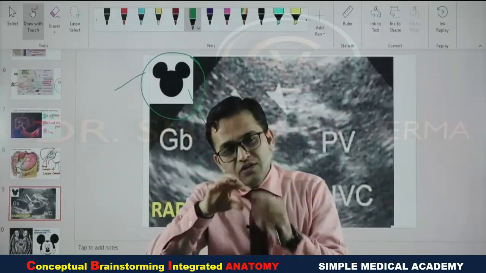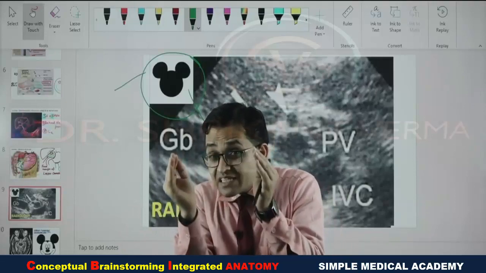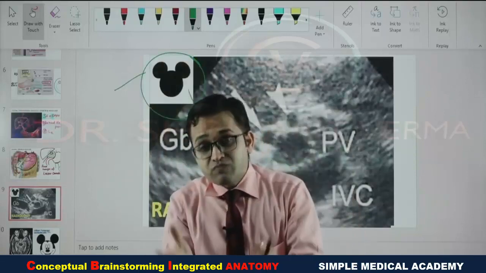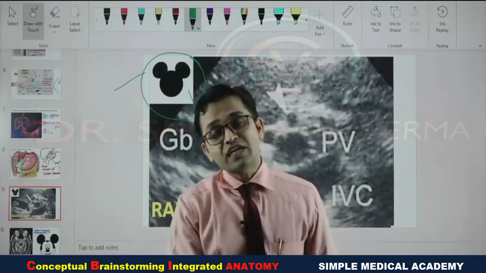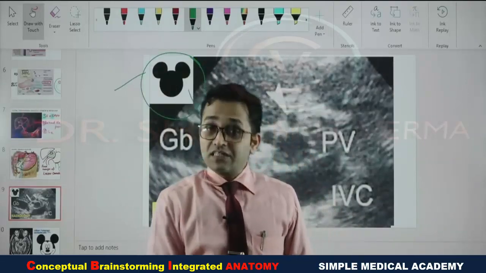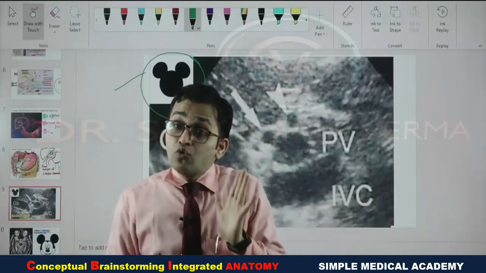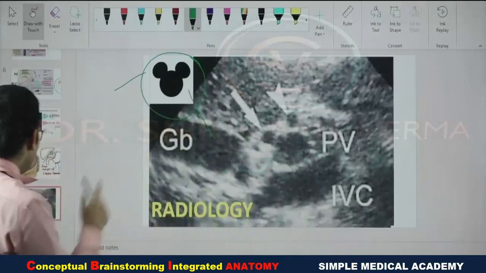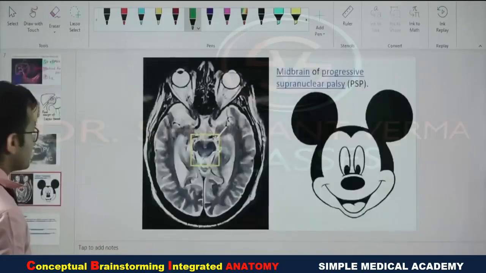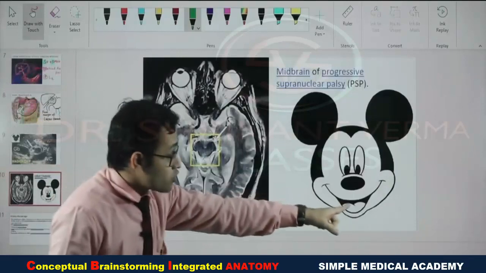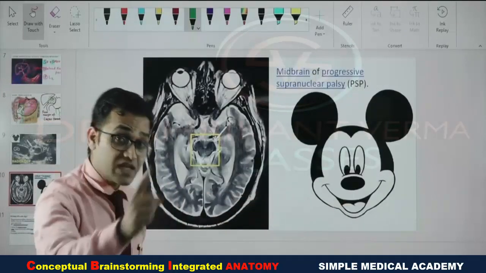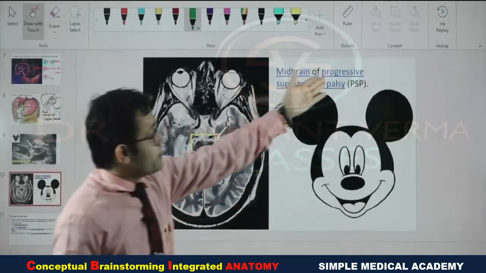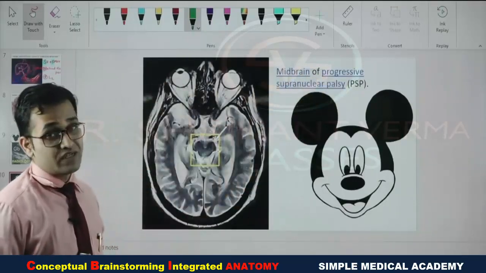Now you have to correlate that when this portal vein is dilated, it looks with the hepatic artery and the bile duct like the face of the Mickey Mouse, which is known as the Mickey Mouse sign in your radiology. This is the way to study and to keep the anatomy facts in your mind. So now this Mickey Mouse sign you have to read again further. This Mickey Mouse sign is not only found in case of the portal hypertension, but it is seen also in case of the brain. Yes, midbrain in progressive supranuclear palsy, you have to read in your Harrison.